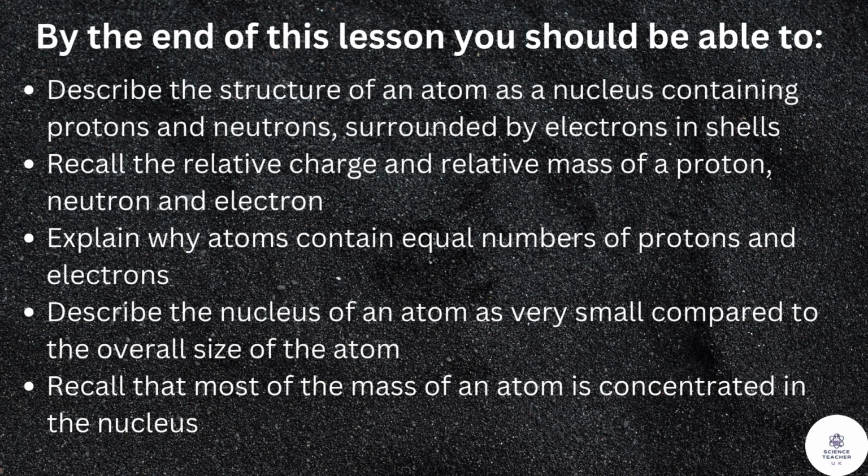So think of the football pitch analogy, with the nucleus being the ball at the centre of the pitch and the electrons going around the edge of the pitch like in shells. And then finally, that most of the mass of an atom is concentrated in the nucleus, because it's the protons and neutrons in the nucleus that have mass. We can ignore the mass of the electrons going around in the shells, as they have almost negligible mass in comparison. We can ignore it.